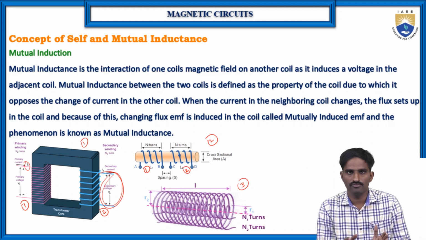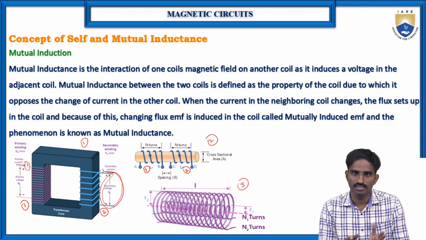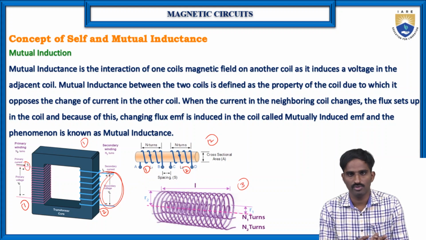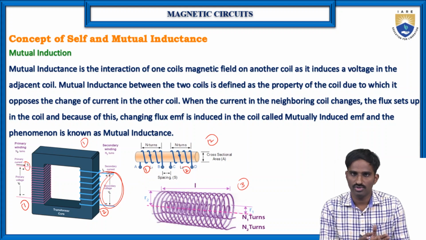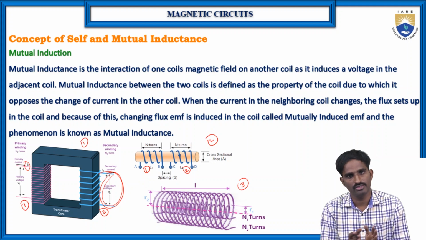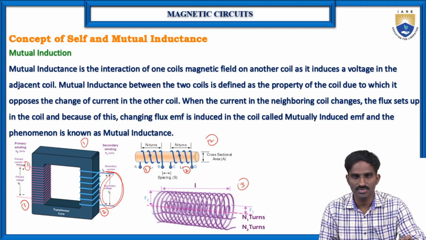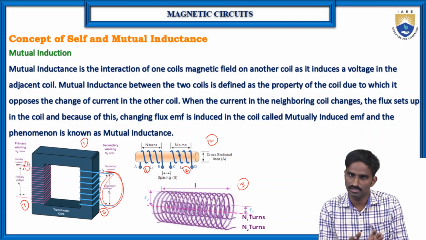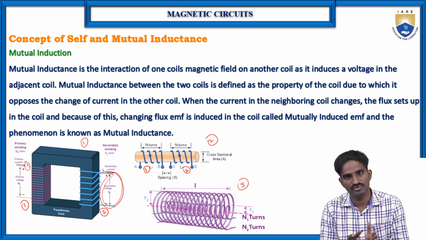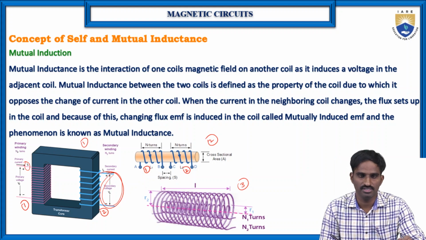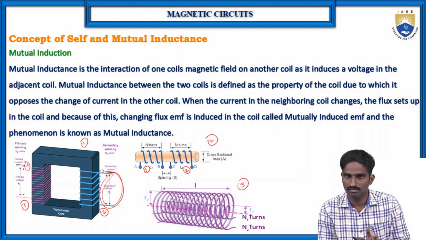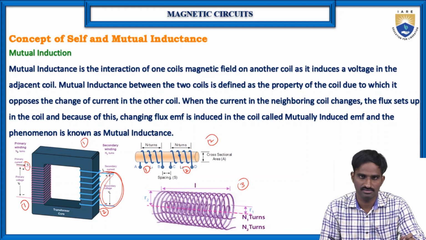The amount of mutual induction, or the linking of the flux produced by the primary coil to the secondary coil, depends on the distance between the two coils. If the distance between the two coils is less, then the flux linkage is more, and if the distance between the two coils is very large, then the linkage of flux between the two coils is less. That is also very important in the case of mutual inductance.